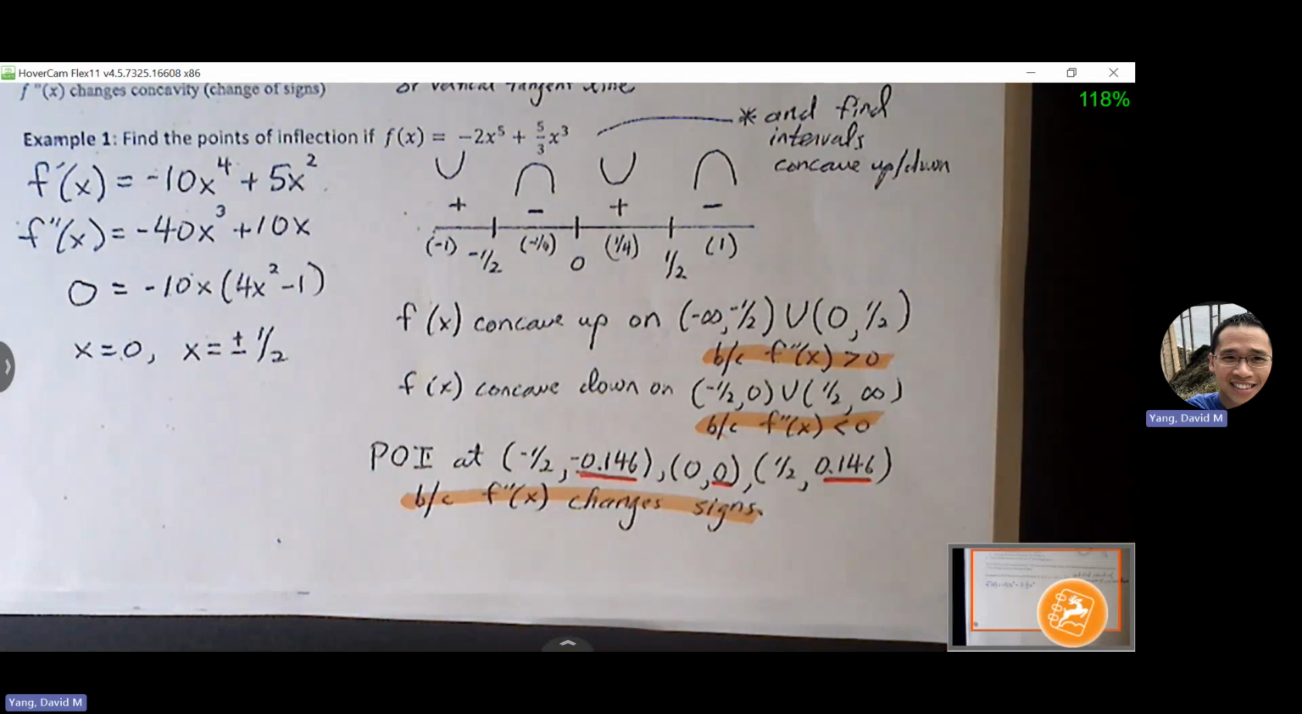And I'll let you use a calculator on these assessments. And the reasoning is because f double prime changes signs. You don't have to say from positive to negative or from negative to positive. You can, but you don't have to. So just saying that f double prime changes signs is sufficient.